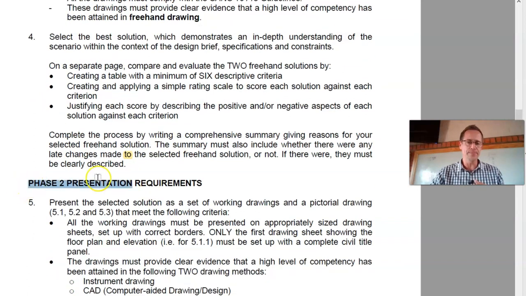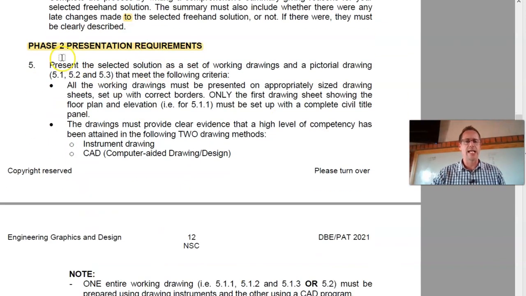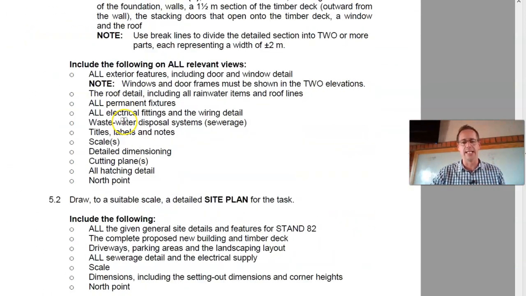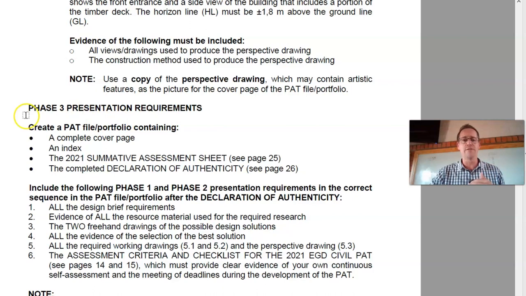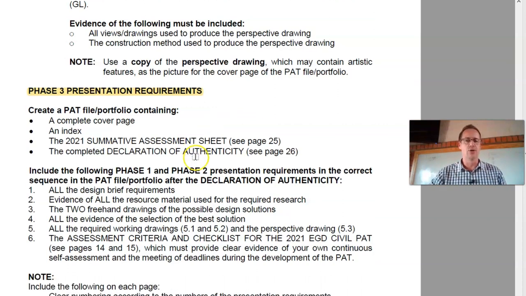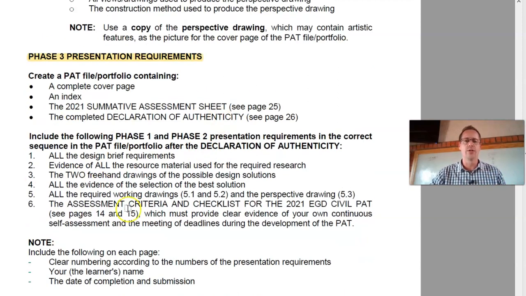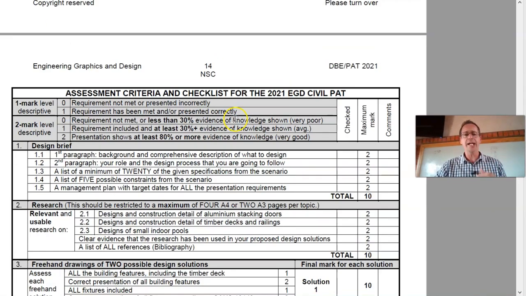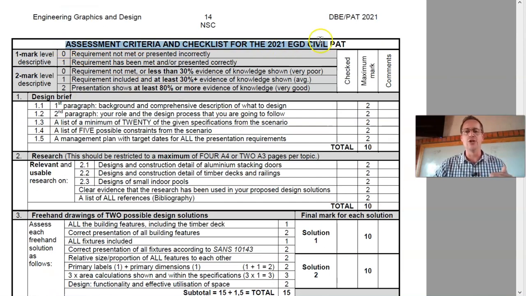Then phase two of your presentation requirements, that's where we're going to get into the actual drawings, the preparing of the drawings, the floor plans, the elevations, the sectional elevations, etc. And the core of what's required, you can find in this part of the document. And then your third phase, which is the presentation requirements, that's actually how do you want this to be compiled? Your front cover, your index, your bibliography, your summative assessment sheets, etc. That's all being discussed in this part of the document. The final part, which I think you need to really know, is the assessment criteria and checklist.